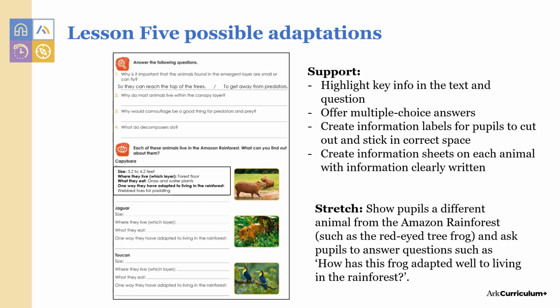Stretch pupils by showing a different animal from the Amazon rainforest, such as the red-eyed tree frog, and ask pupils to answer questions such as, how has this frog adapted well to living in the rainforest?